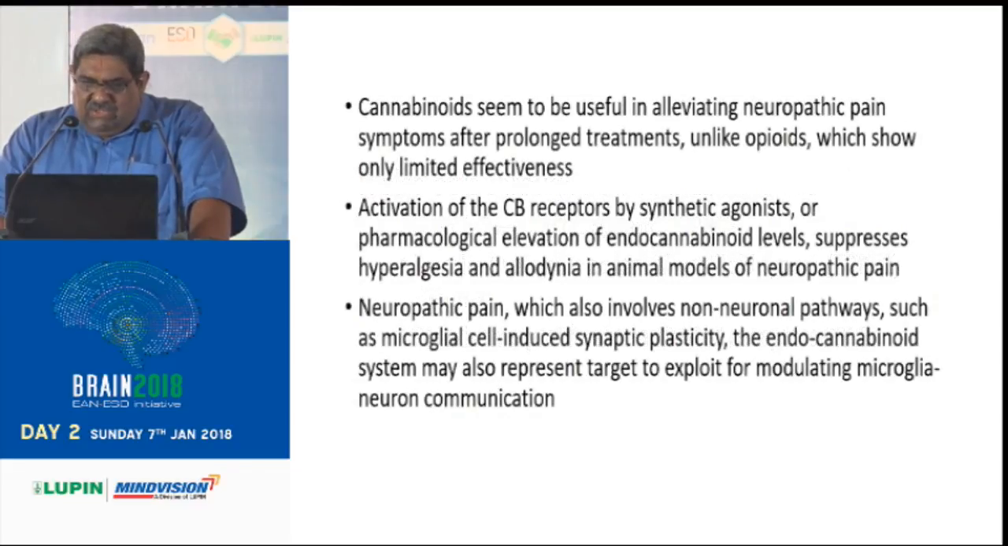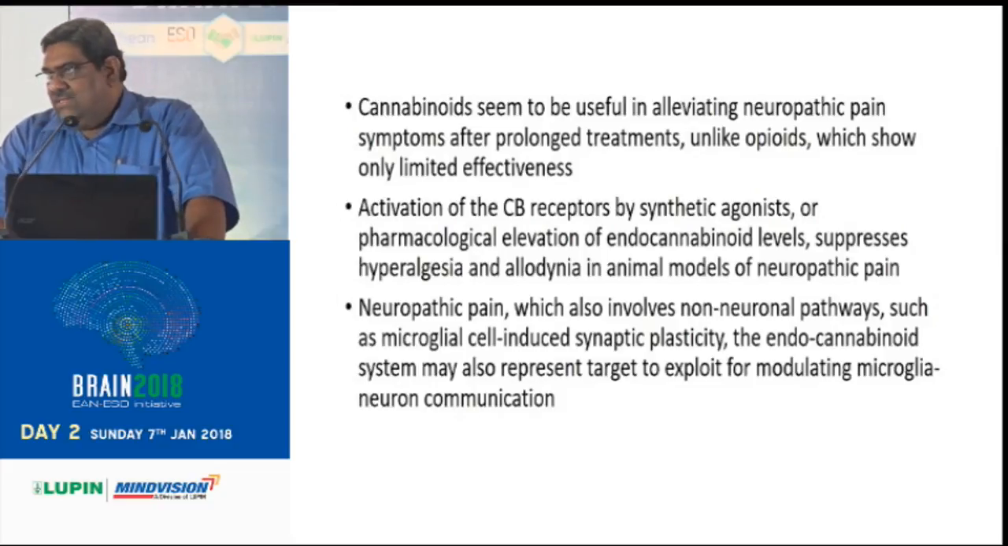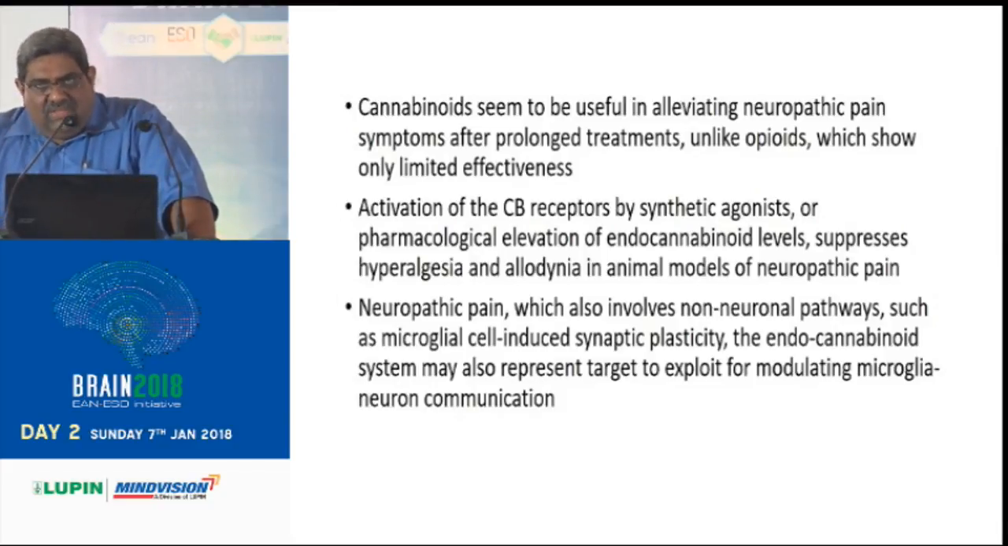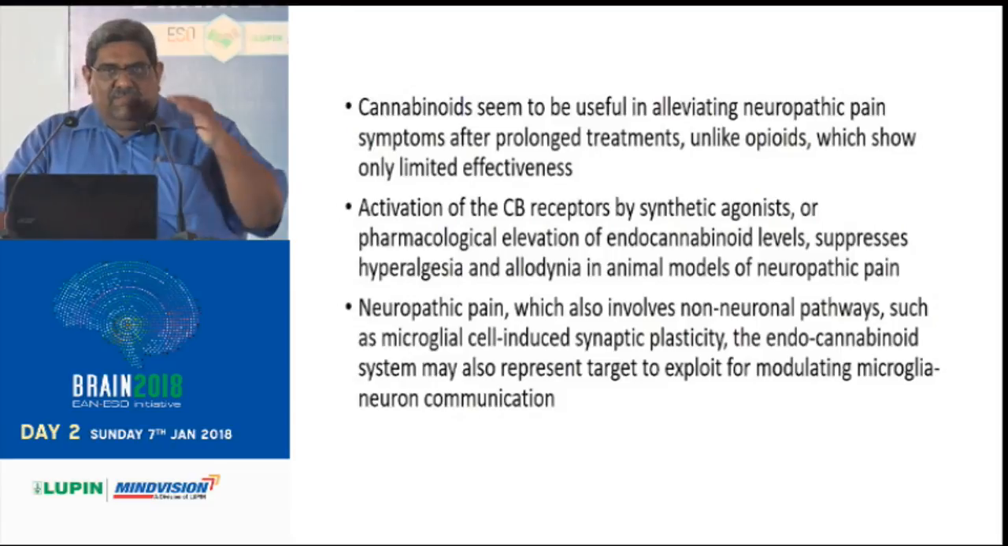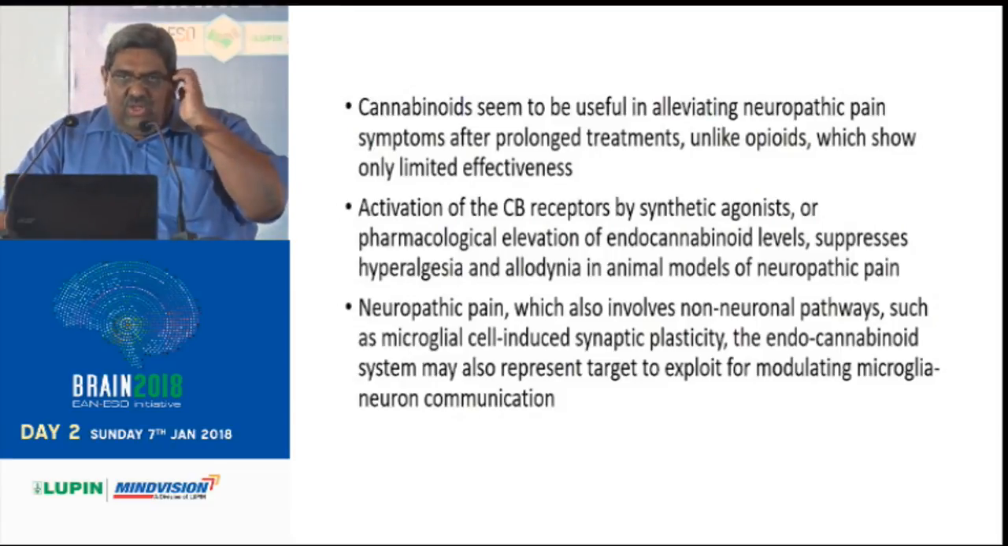So cannabinoid seems to be useful in alleviating neuropathic pain after prolonged treatment, unlike opioids which show only limited effectiveness. Activation of cannabinoid receptors by synthetic agonists and pharmacological elevation of endocannabinoid levels suppresses hyperalgesia and allodynia in various animal models. Most of them, except for the cannabinoid, the other two things which I am going to talk about, are in the experimental stage in humans.